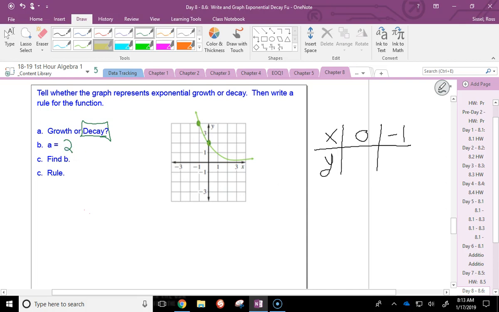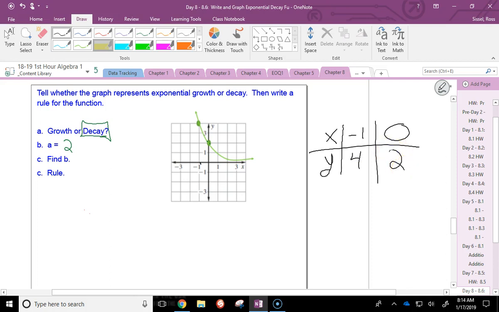Now, to find our B, it's best to set up this table. If x is 0, and that meant my y was 2. This coordinate point, -1, 4. Oops. And I have these backwards. Why did I put these backwards? How do I know I had this backwards? Does anyone know? I gotta go left to right. So when -1 is x, y is 4. 0 we said is 2.